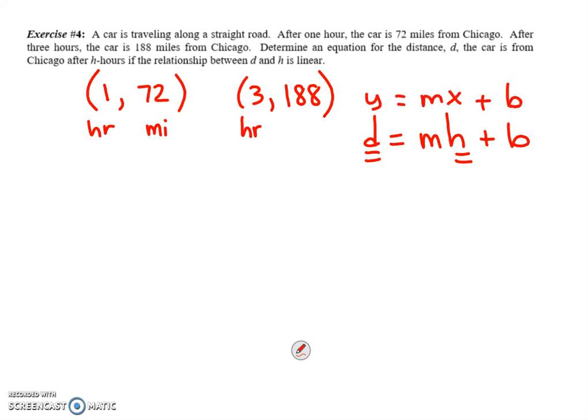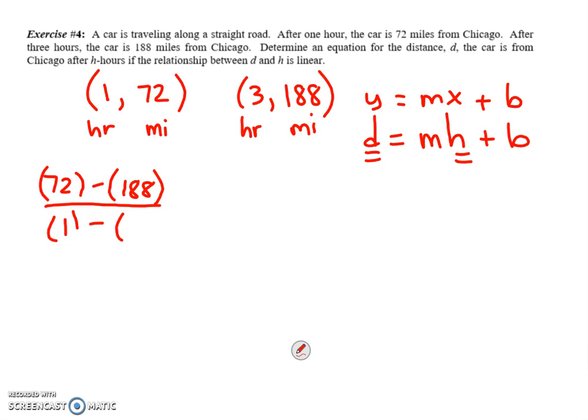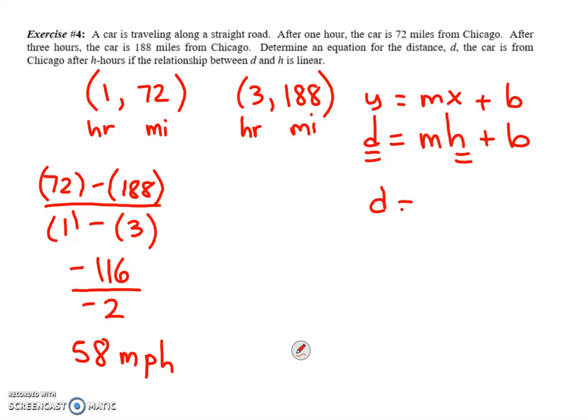Okay, so here's the hours and miles. So we're still going to find the slope. Y value, x value, and we have negative 116 over negative 2. So that to me looks like 58 miles per hour. So I know that my equation has to start out as the distance being 58 miles per hour.